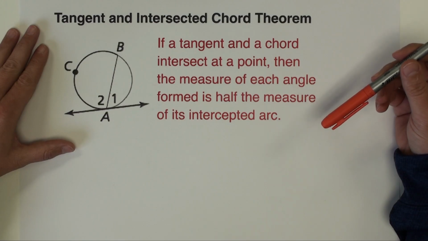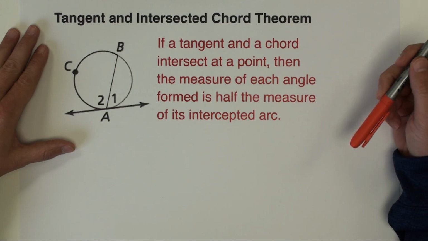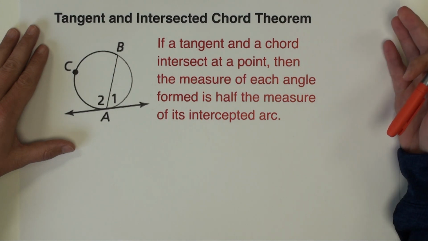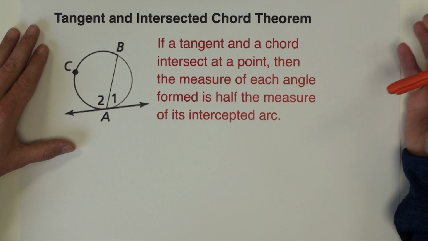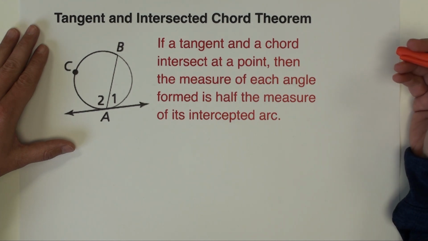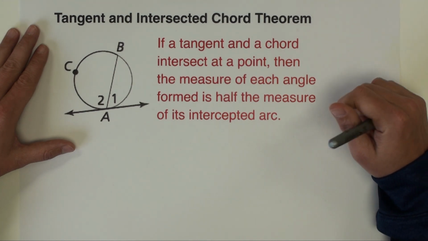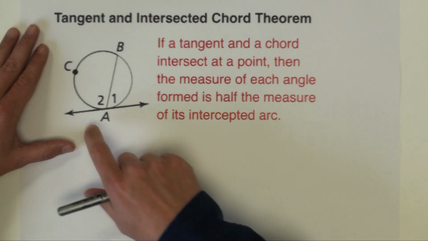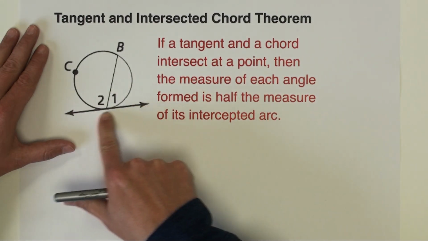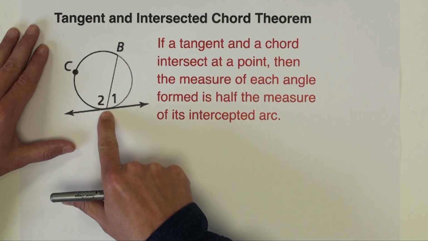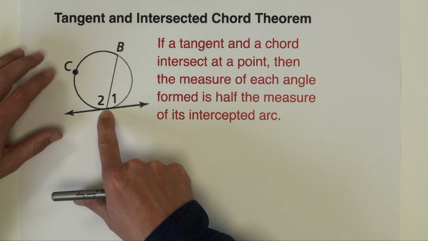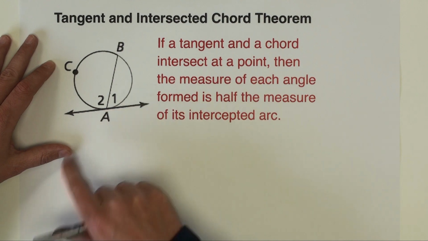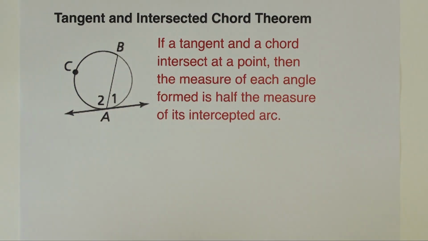Alright, the first theorem is called the tangent and intersected chord theorem, and it's very similar to something we did in the last video where we discussed inscribed angles. This theorem says that if a tangent and a chord intersect at a point, so here we've got a tangent line, we've got a chord, they intersect at a point, that point is on the circle, then the measure of each angle formed is half the measure of its intercepted arc.